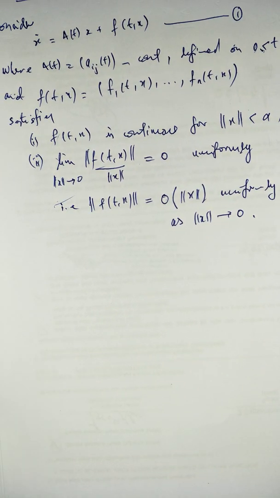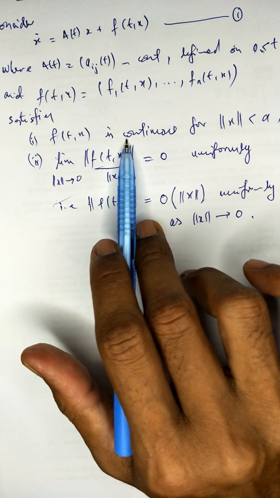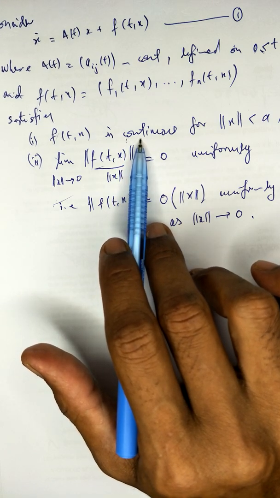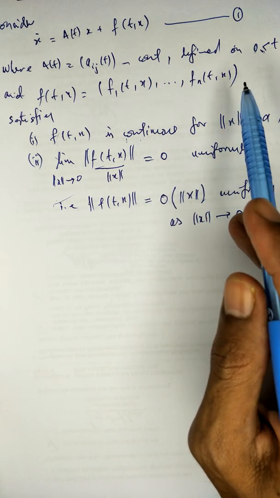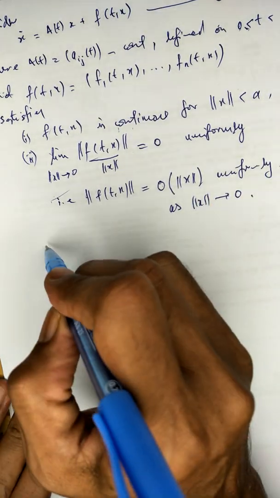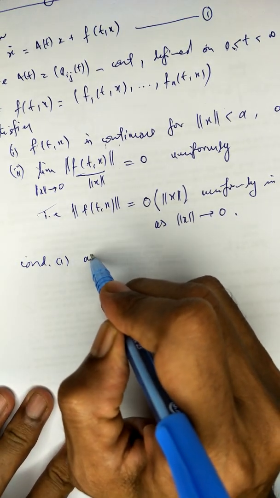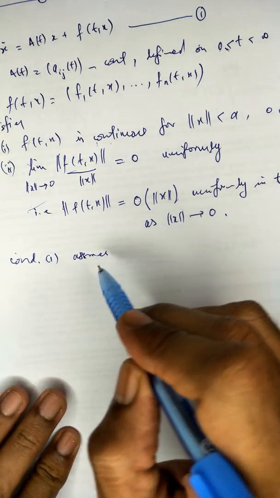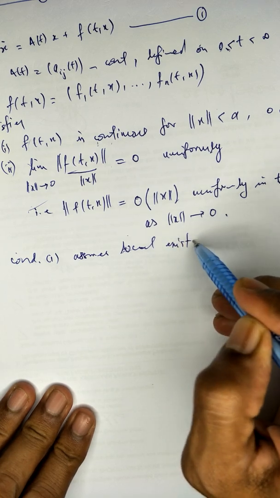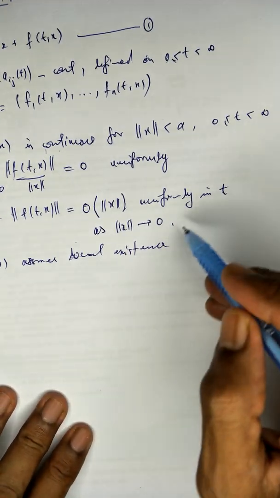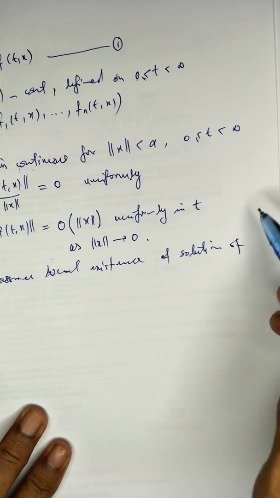Okay, so condition number 1 here ensures the existence, but not necessarily a unique solution, of the nonlinear system. So I can write here, condition 1 assures the local existence of the solution of system number 1.